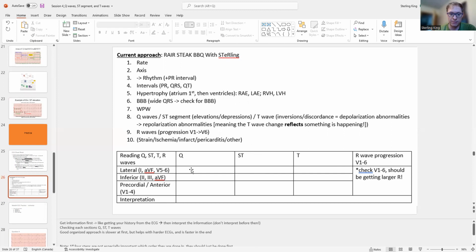There should be a larger R. Then I write down, is there a Q wave here? I put a check. Then were they in the lateral, inferior, precordial? Check, check, check. ST segment, was it changed up or down? I'll write up or down. T waves, are they inverted or biphasic? I put an I or a B. At the end, once I got through everything, I'd say, oh, there are Q waves in the lateral segment, no ST changes, but the T's were inverted. So my interpretation is that this was a previous MI a couple days ago. Done.